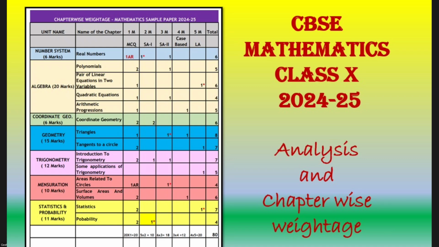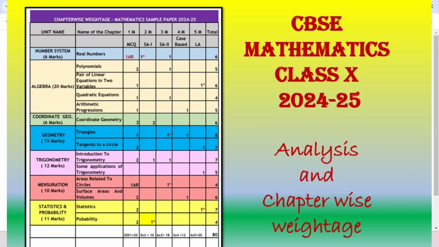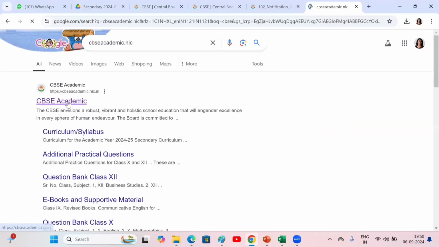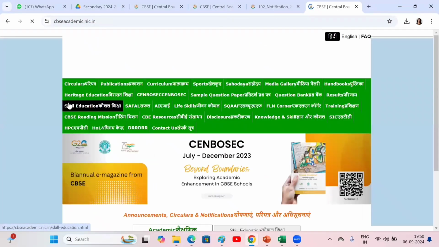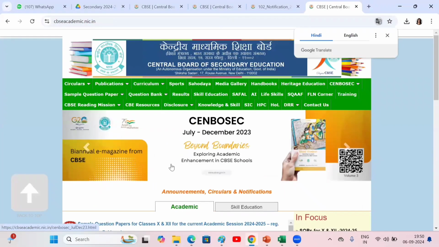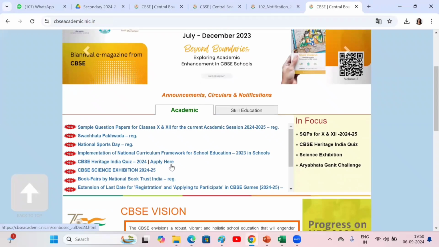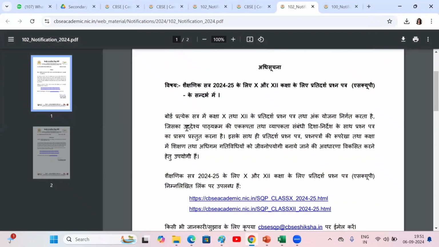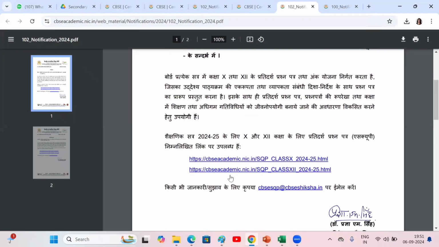If not, we will just go to Google and we will type CBSE. The first thing that comes up is cbseacademic.nic. So when I click on this, the CBSE academics options come here. I click on CBSE academic and this is what I get. Now when I scroll down, the first thing that I get is sample question papers. When I click here, I get the link to open the sample paper.